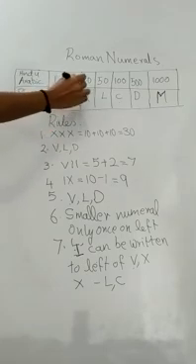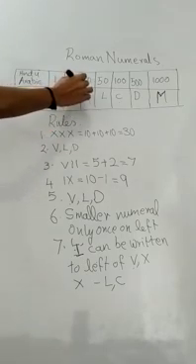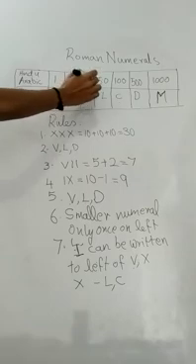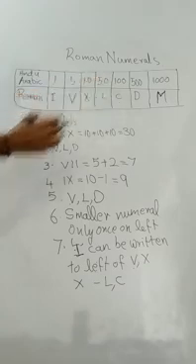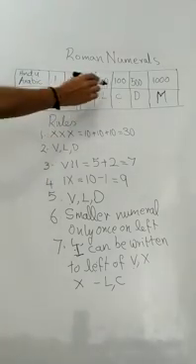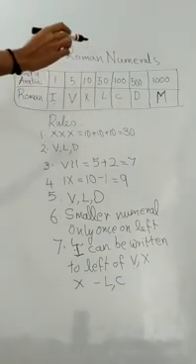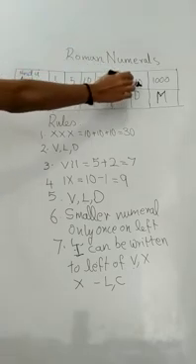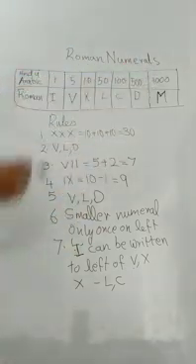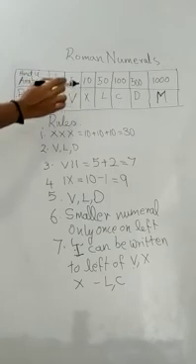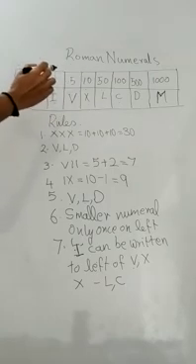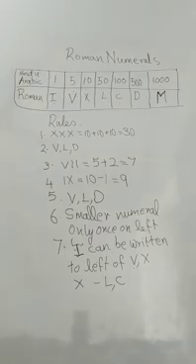Same way, 10 can be written only on the left side of the next two, that is 50 and 100. Okay? And the same way for 100. 100 can be written on the left side of 500 and 1000 only. That is the next two Roman numerals. To the left side of the next two Roman numerals it is possible, but not on any other Roman numerals.